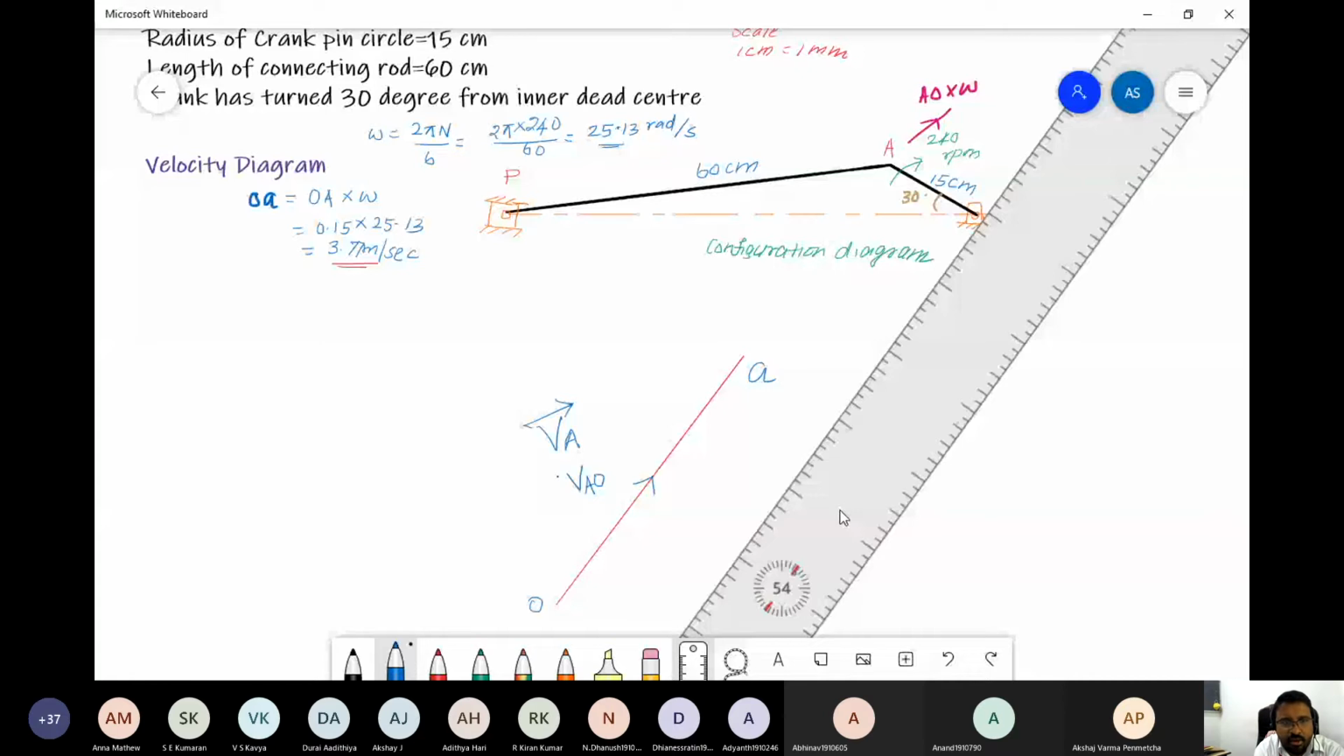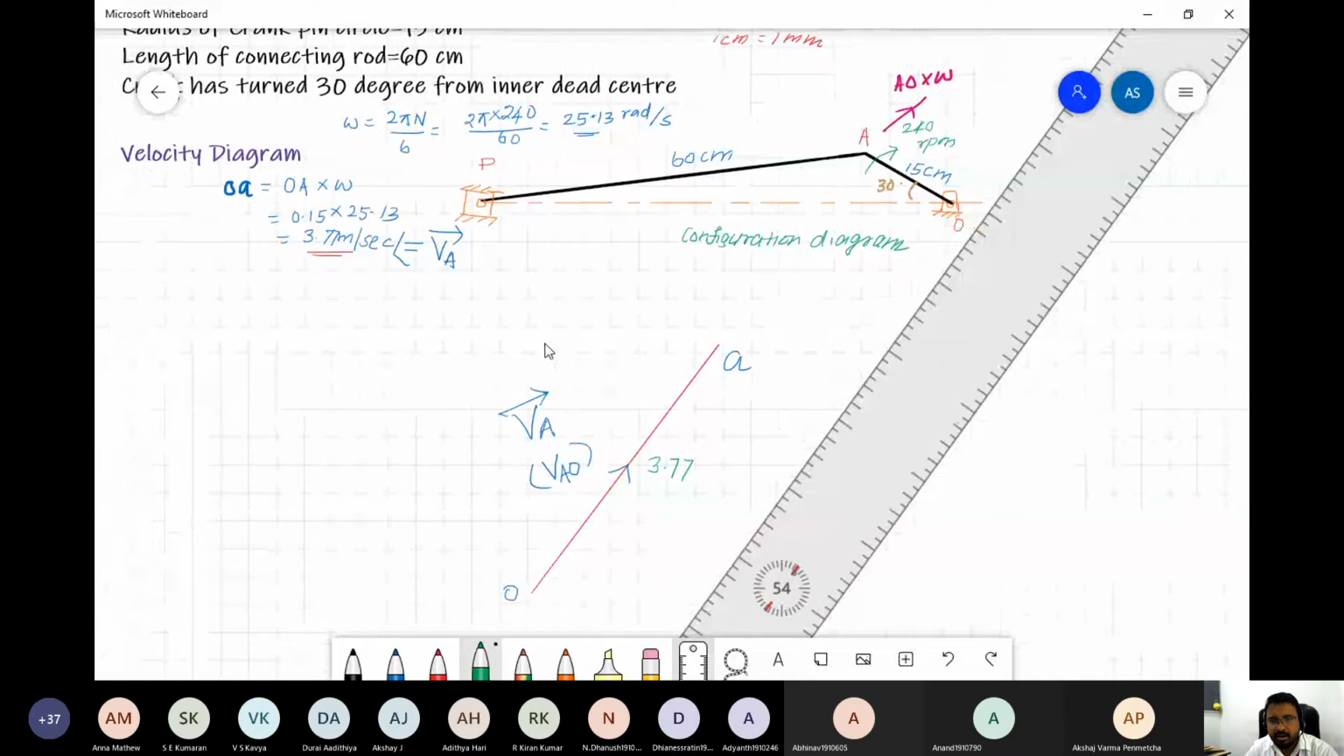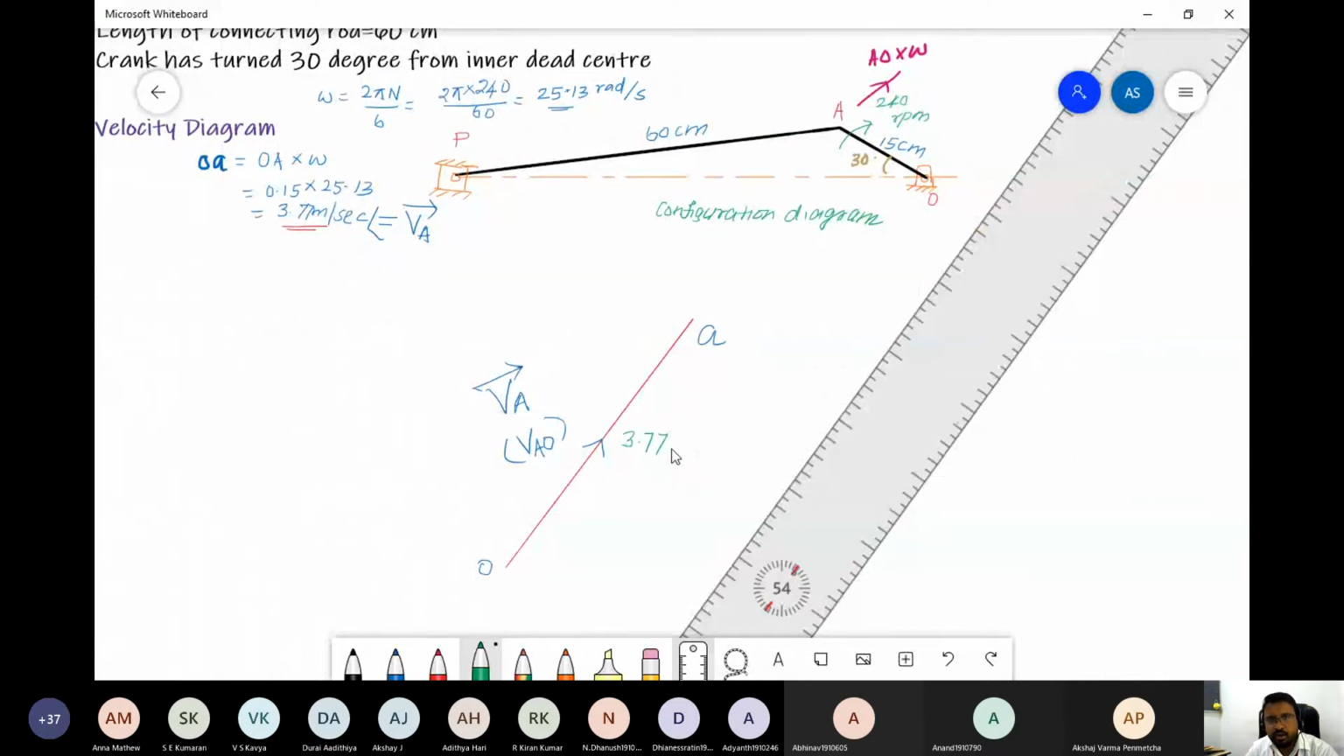So this is obviously the VA vector. The value that you got, 3.77, is the VA vector. You should not get confused by that. OA length is going to be the VA vector. What is the length we have drawn here? This length is 3.77. That is the magnitude we have drawn. Since we know the omega, it is easy for us to draw this vector.